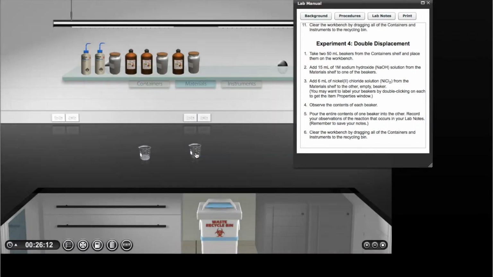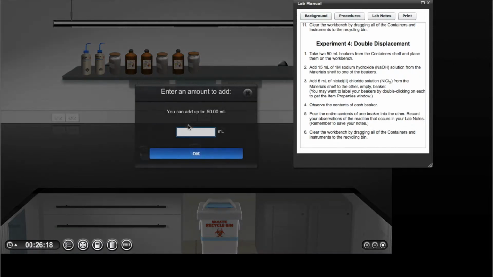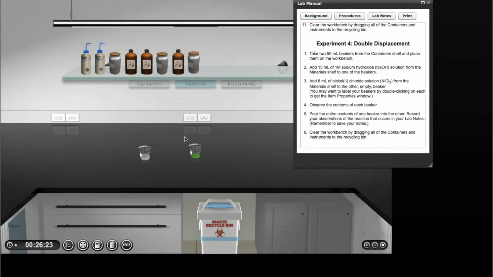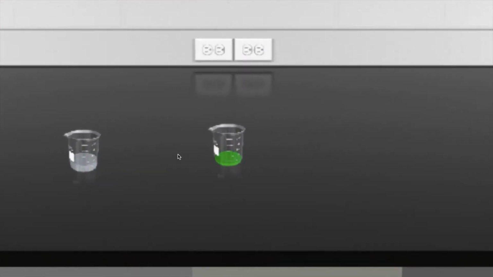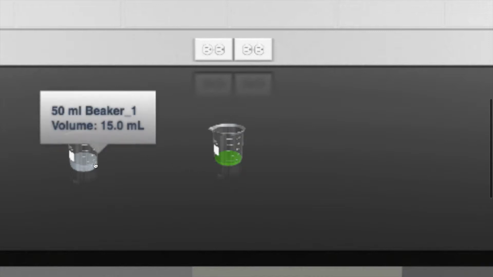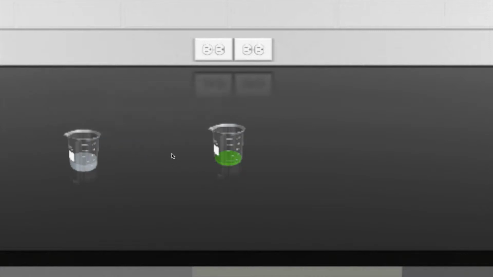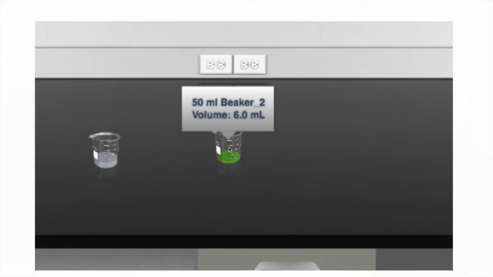Then we are going to put nickel chloride, our other solution, into the other beaker, and we're going to put 6 milliliters of the nickel chloride in there. Now as we zoom in, we're going to observe the characteristics of both. They're both aqueous solutions. The nickel chloride has a greenish tint, which is a characteristic of nickel.